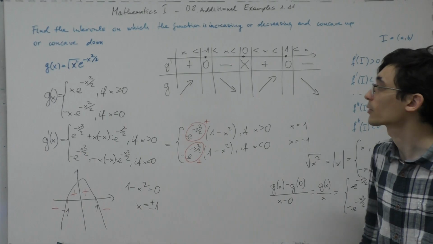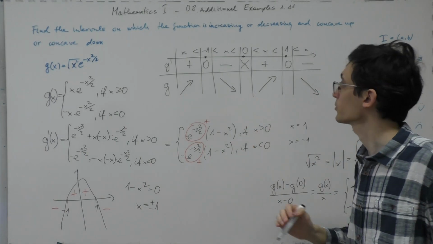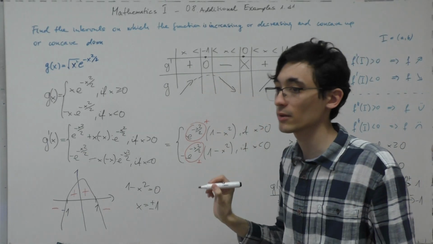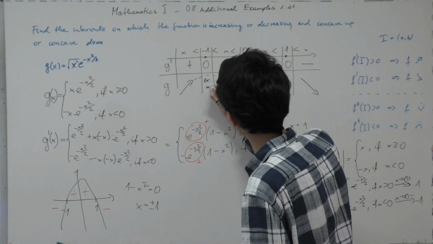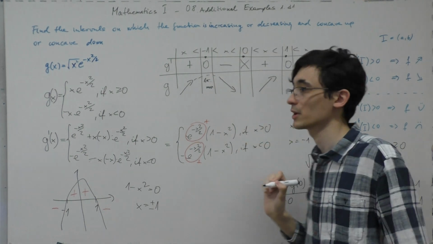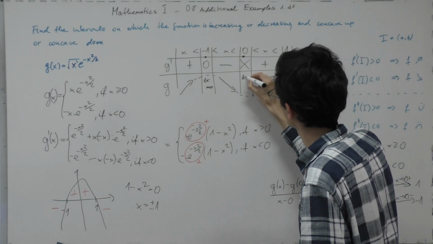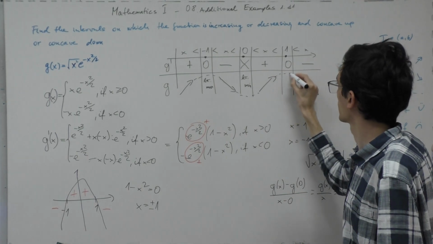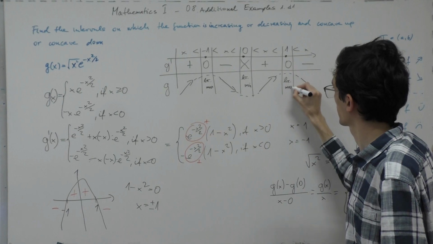However, we can quite easily tell where it has local minimums and maximums. By connecting these arrows like this, we can see that it has a local maximum here, a local minimum here, and a local maximum here.